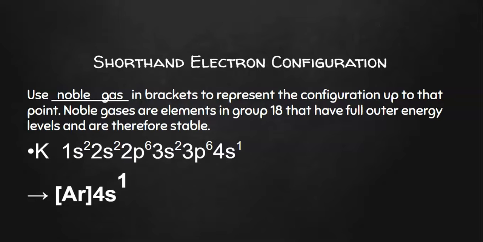So instead of that, what I'm going to do is look at the noble gas that came right before that element. Noble gases are elements in group 18 that have full outer energy levels. So we can use noble gases, and only noble gases, in brackets. For potassium, instead of writing 1s2, 2s2, 2p6, 3s2, 3p6, we just put argon in brackets, because that whole thing was the electron configuration of argon. And then all we have to do in addition to that is write whatever came after the noble gas.